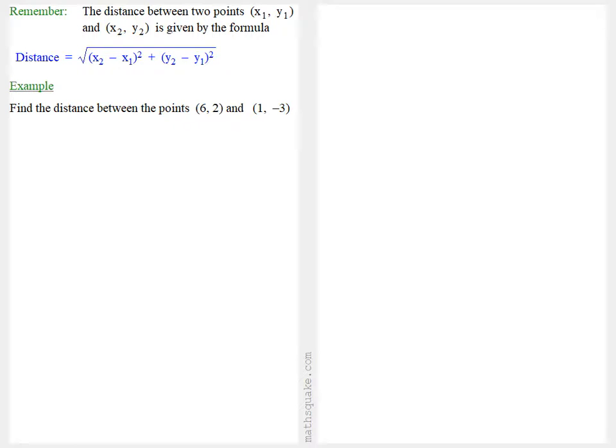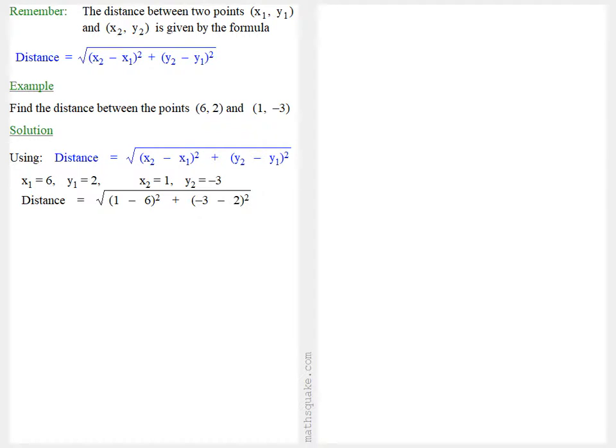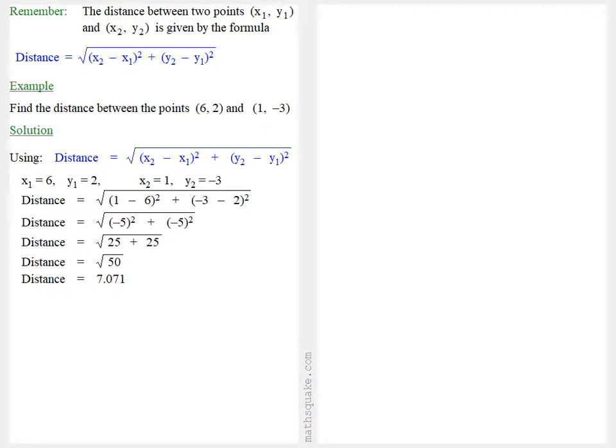Find the distance between the points (6, 2) and (1, minus 3). Well, to solve this, we just use the formula. We have x1 is equal to 6, y1 is equal to 2, x2 is equal to 1, and y2 is equal to minus 3. So the distance is given by the square root of (1 minus 6) all squared plus (minus 3 take away 2) all squared, which is minus 5 squared plus minus 5 squared, which is the square root of 25 plus 25, or the square root of 50, which comes out to be, as a decimal, about 7.071.